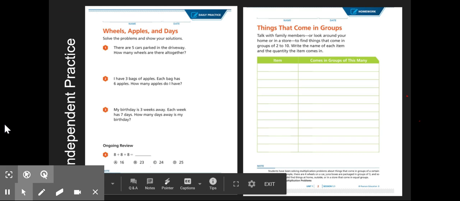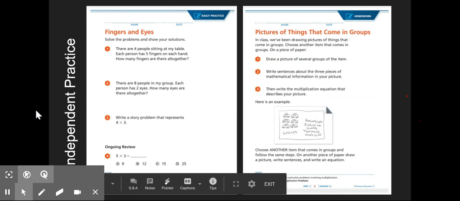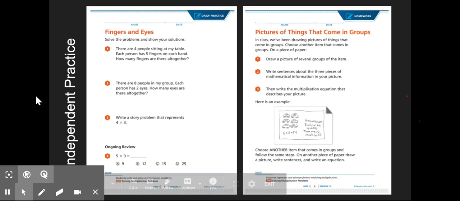Last but not least, if you missed this lesson, we did practice independently on some problems in your math workbook. Here's what the second pages look like. We drew pictures of things that come in groups. We practiced fingers and eyes. And that was our first lesson.